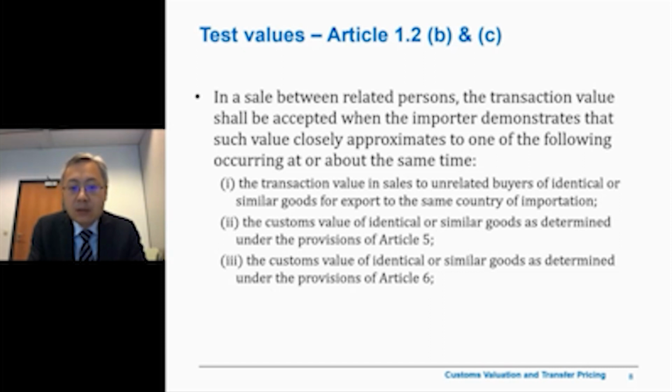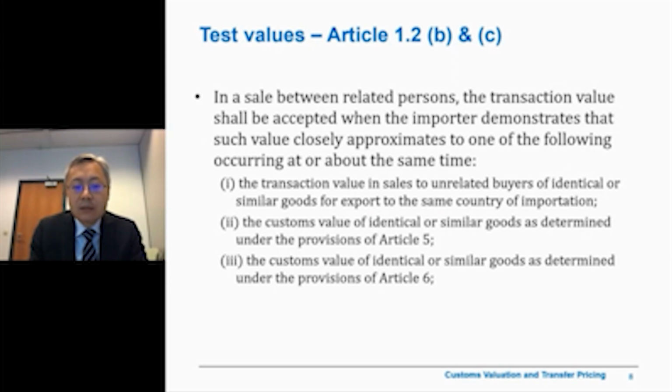The second one, the customs value of identical or similar goods as determined under the provisions of Article 5, with the deductive method. And the third, the customs values of identical or similar goods as determined under the provisions of Article 6, with the computed value method.